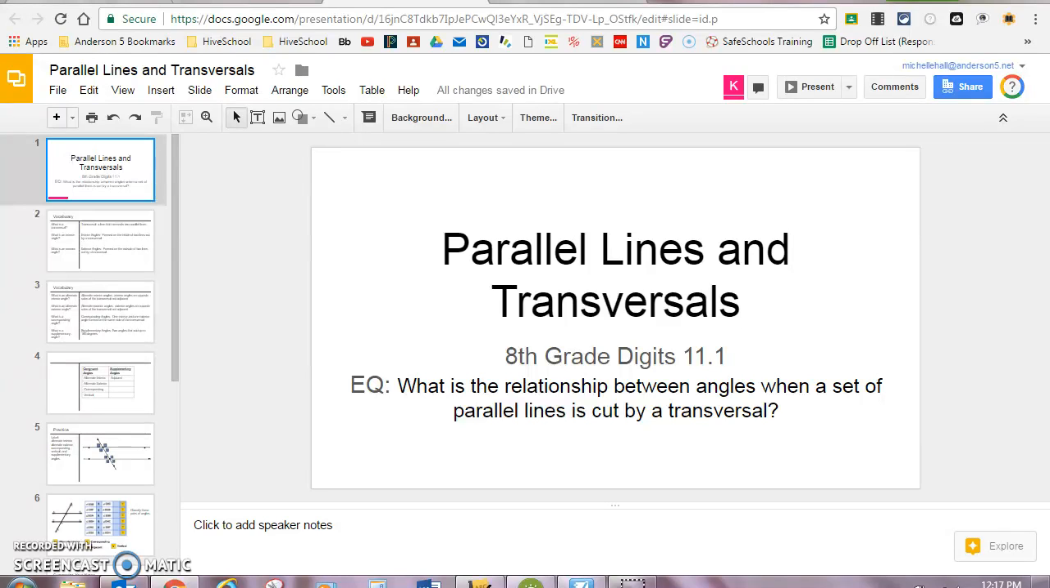Alright, y'all, our next lesson in our 8th grade standards unit, kind of a mix of everything, we're going to learn about parallel lines and transversals. So the title for today is Parallel Lines and Transversals. Write that in your table of contents.